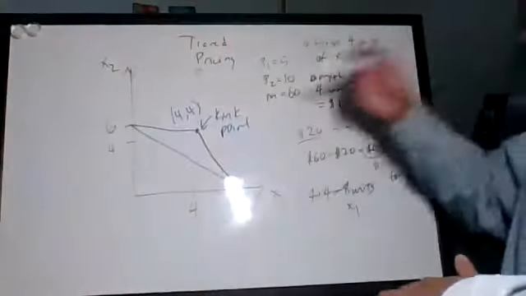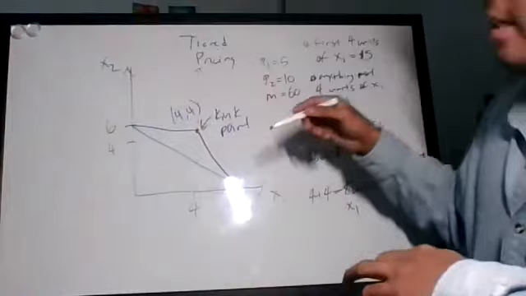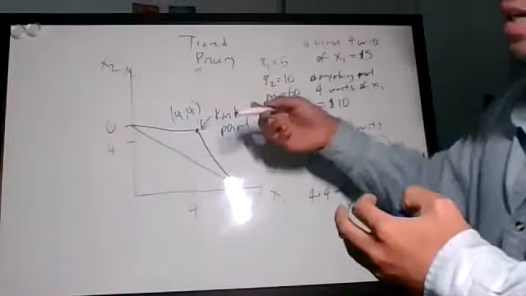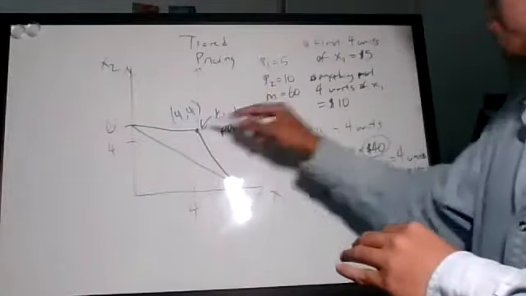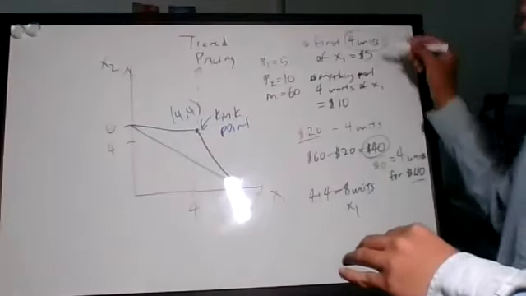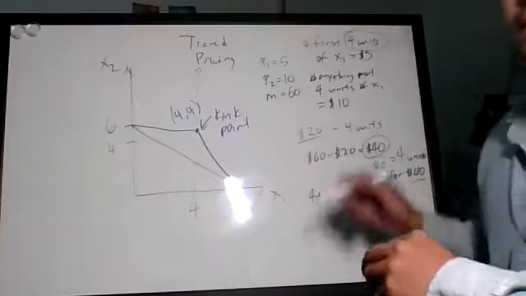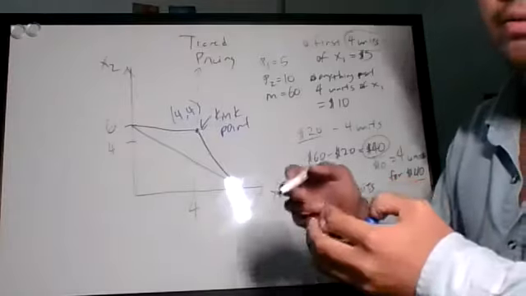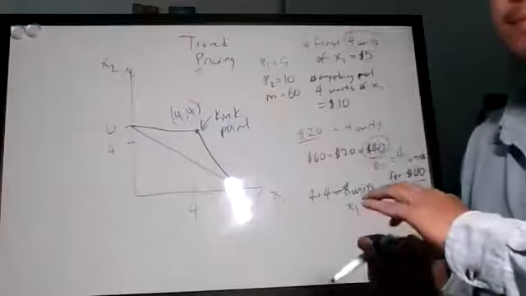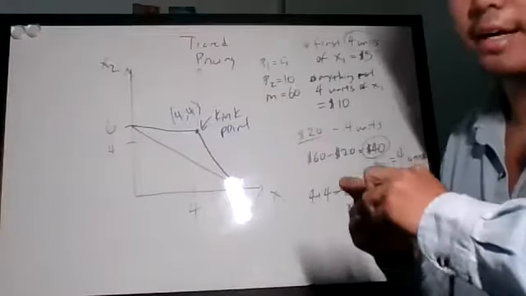So essentially what this point is right here is 4, 4. And the significance of 4, 4 being the kink point is that this is where the price changes. It goes from $5 to $10. And that's the significance of this 4, 4. So hopefully that answers your question about that.